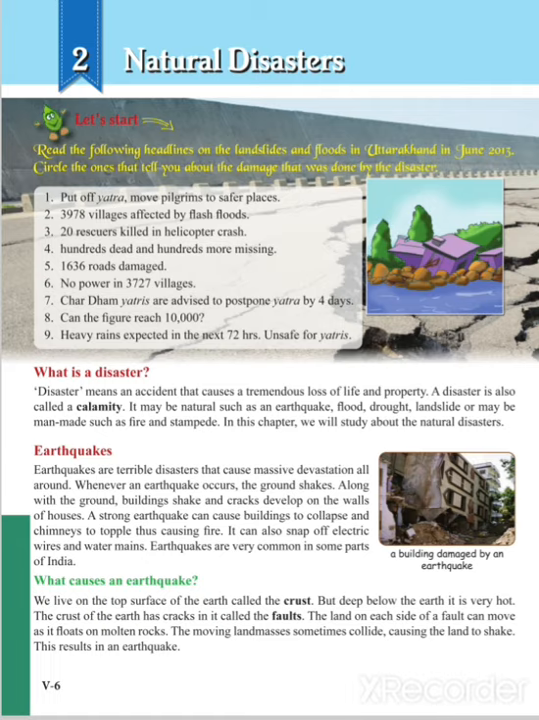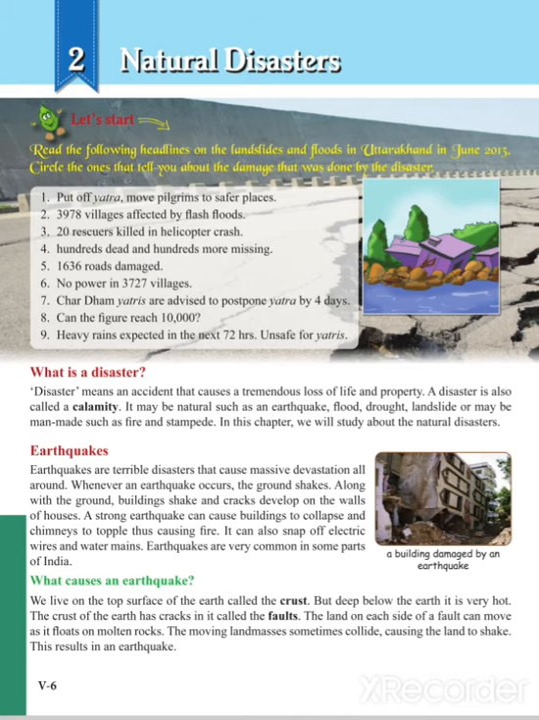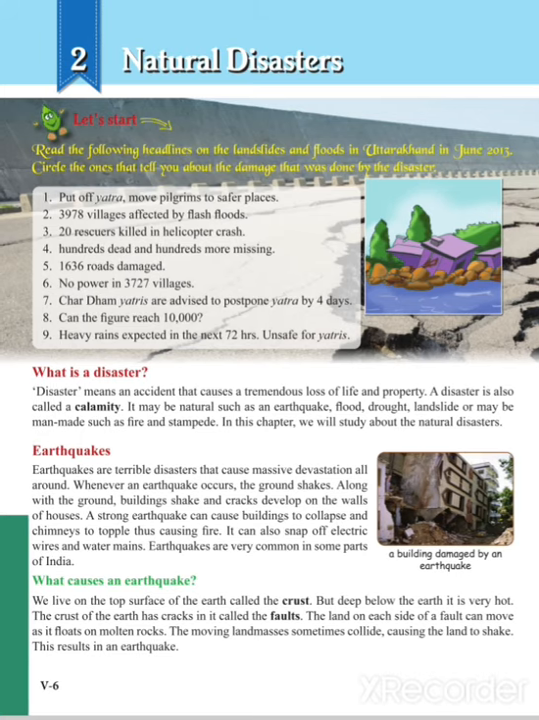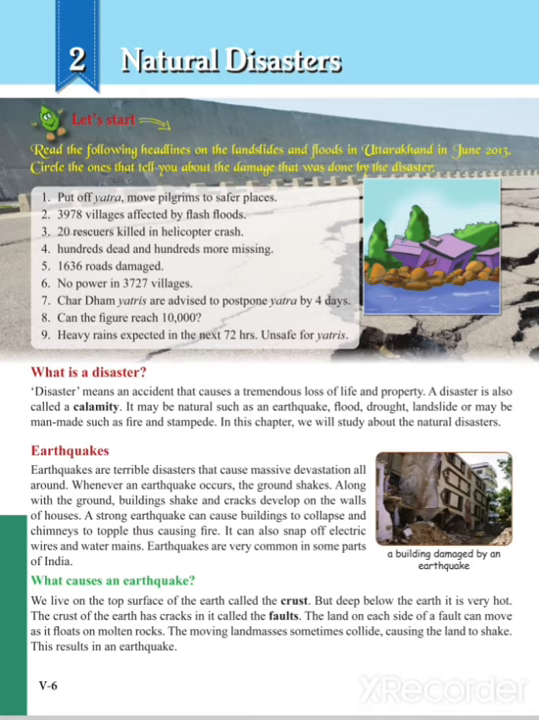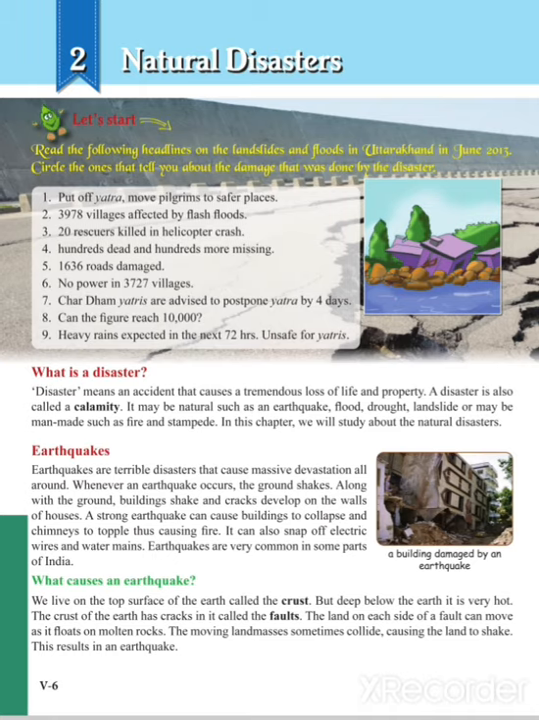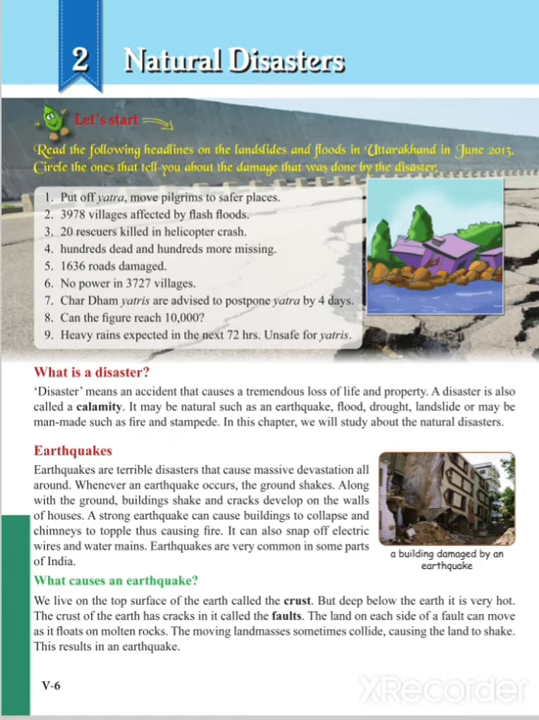Now, what causes an earthquake? We live on top of the surface of the earth called the crust. But deep below the earth, it is very hot. We call it lava. The crust of the earth has cracks in it called faults. The land on each side of a fault can move as if it floats on molten rocks. The moving land masses sometimes collide, cause the land to shake, and thus result in an earthquake.